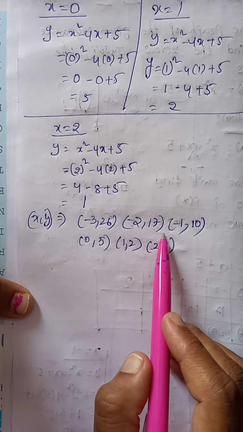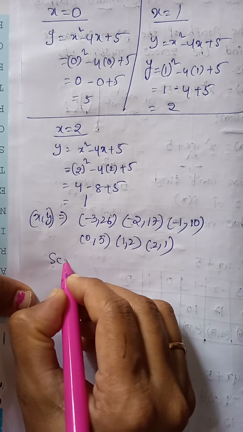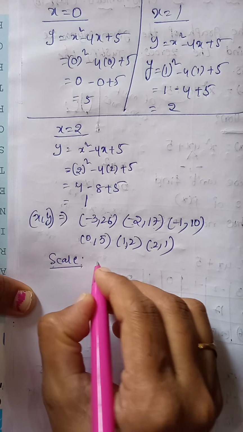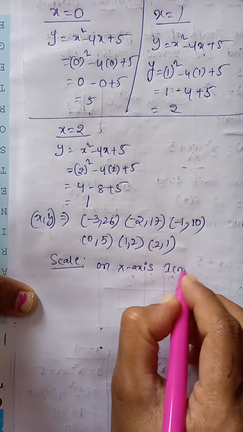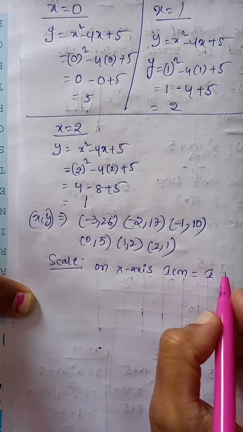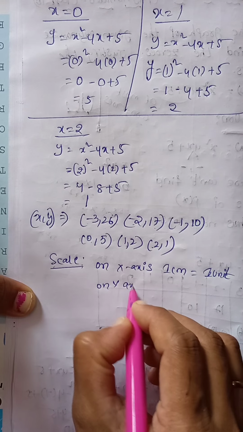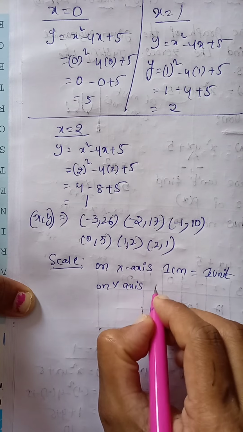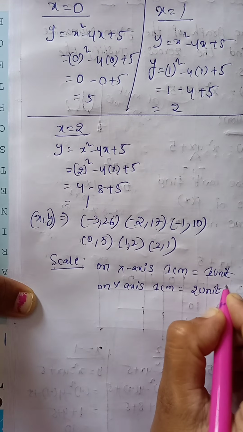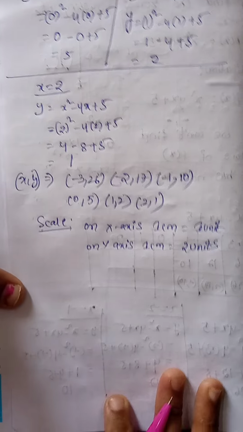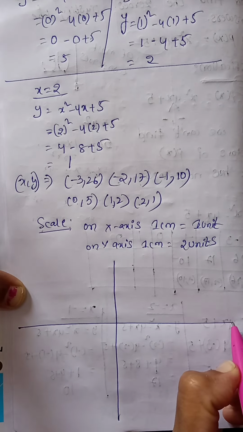So we can take y axis 1 centimeter equal to 2 units. So here I am writing the scale. On x axis, 1 centimeter equal to 1 unit. On y axis, 1 centimeter equal to 2 units. Okay. So draw the y axis and next the x axis here.